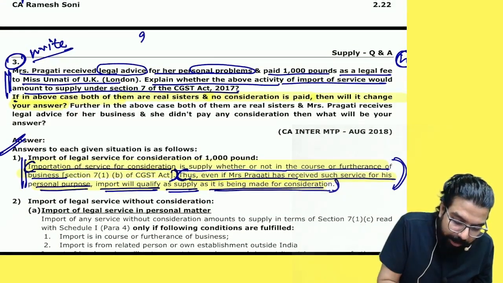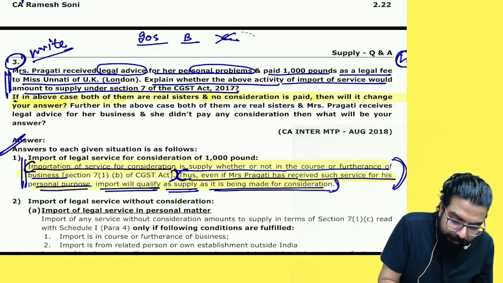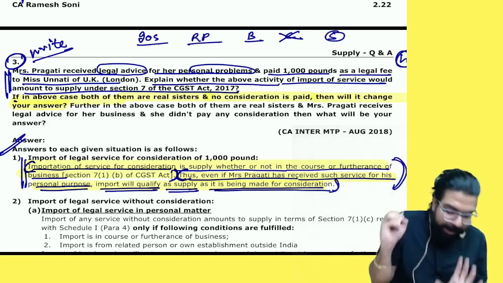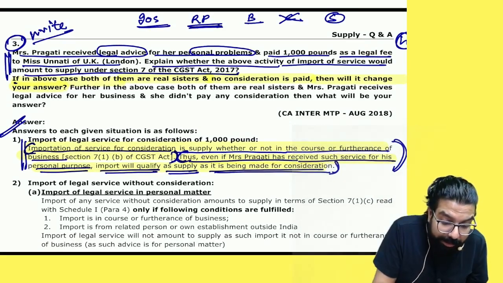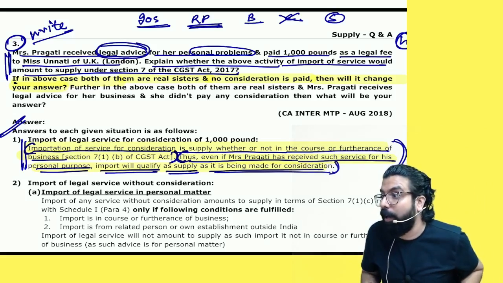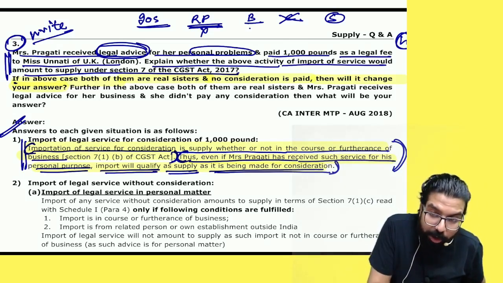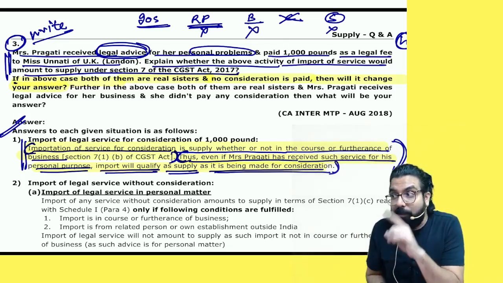Importation of service for the business without consideration, but from whom, will be considered as supply. Number one, is it importation? Is it from a related person? If your sister is giving legal advice from outside India, it means she is not dependent on you. If she is not dependent, she is not your related person. Moreover, it is also not received for business and hence it will not be a supply. You have to write this, but first you have to write the law.